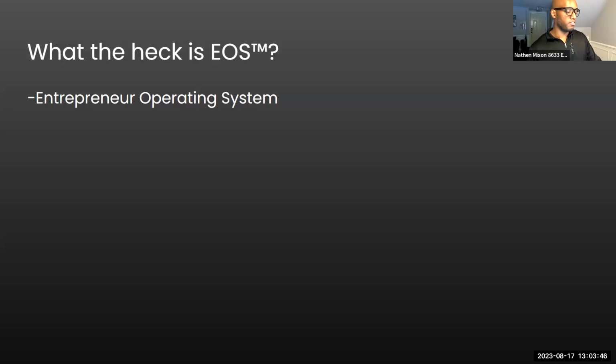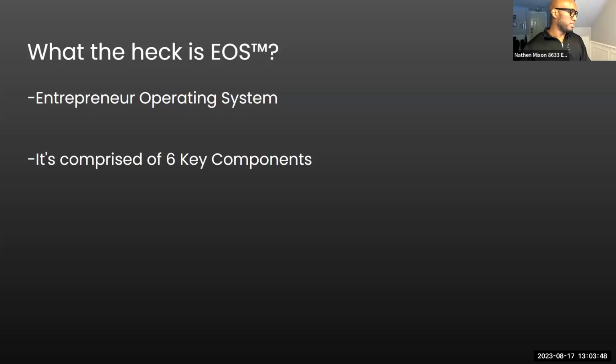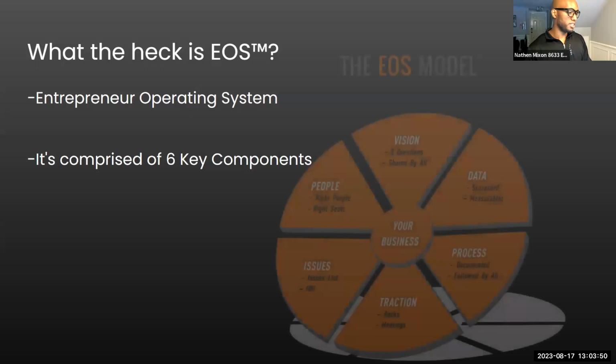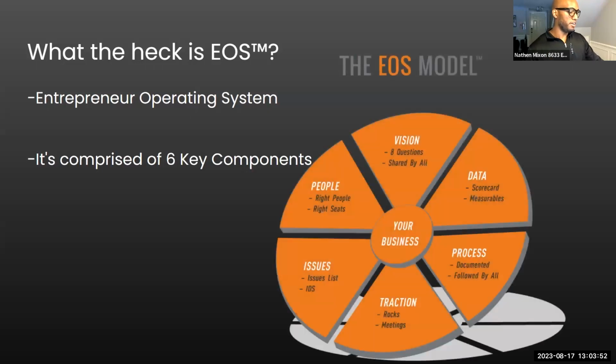So that can definitely be a help there. That being said, it's comprised of 6 key components. This is the EOS model here. Last month, actually, we talked about the process feature and things around that nature. But today we're going to talk about issues.